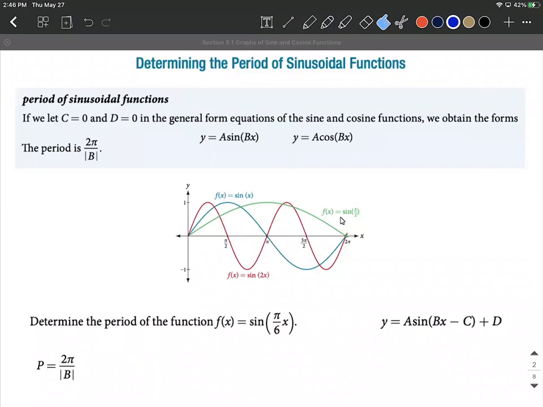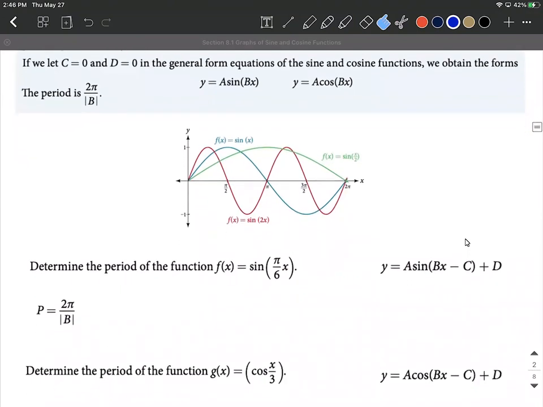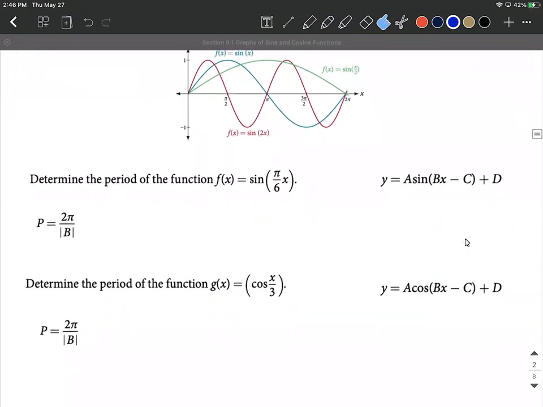All right, the green graph, sine of x over 2 or sine of 1 half x. That's going to take twice as long until it starts repeating itself. So we've only drawn half of that first period of sine of x over 2. So let's do a few of these computations. They're really not that difficult. Let's figure out the period of sine of pi over 6 multiplied by x and then cosine of x over 3.